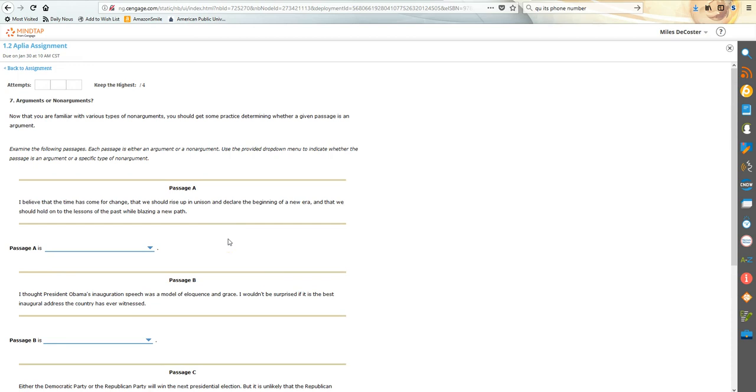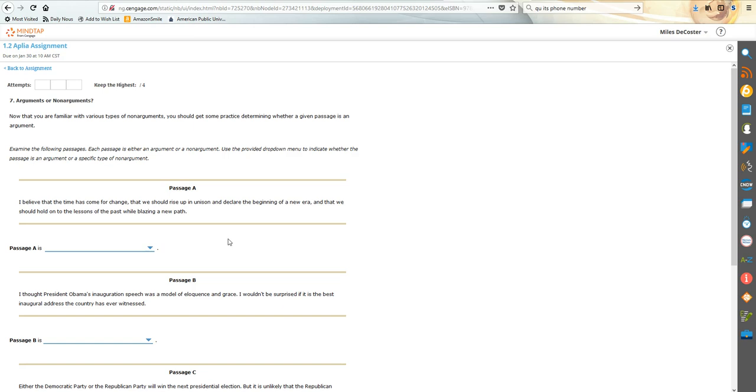I believe that the time has come for change, that we should rise up in unison and declare the beginning of a new era, and that we should hold on to lessons of the past while blazing a new path. All right. That kind of looks like an argument in the sense that, well, it looks like somebody's trying to convince me of something. But note here that there's no sort of factual claims that support the inferential reasoning in this. I believe that the time has come for change.